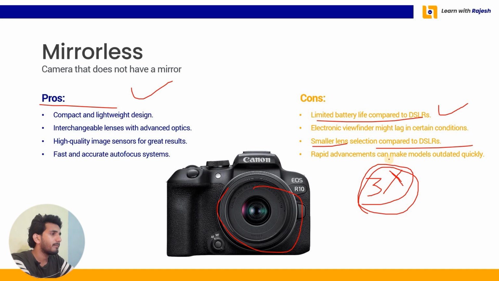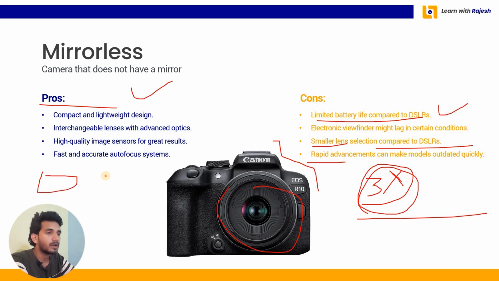Rapid advancement can make models outdated quickly. In this case, if you buy a mirrorless camera, after 1 month they upgrade to another model within 1 to 2 months. So now you will see there are a lot more options available in the newly updated camera, and your camera is an older version, so some options are not available in it. So your model will be outdated quickly.